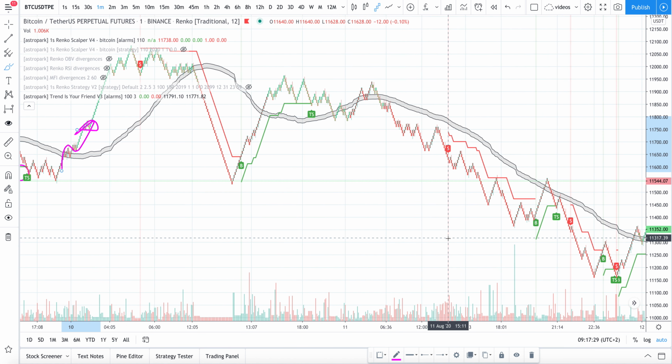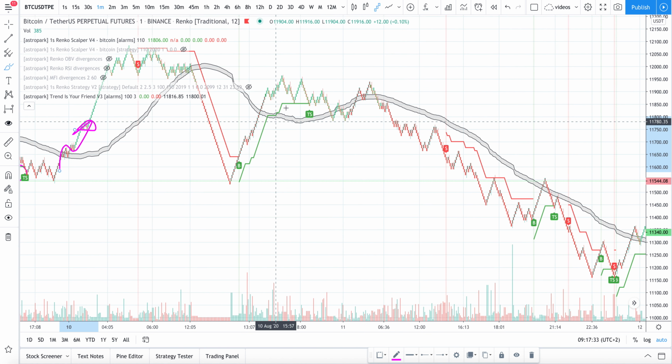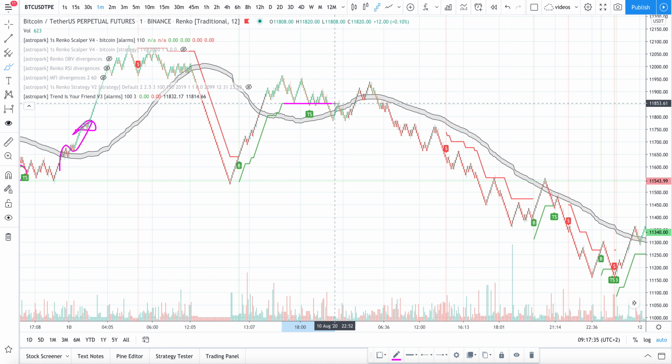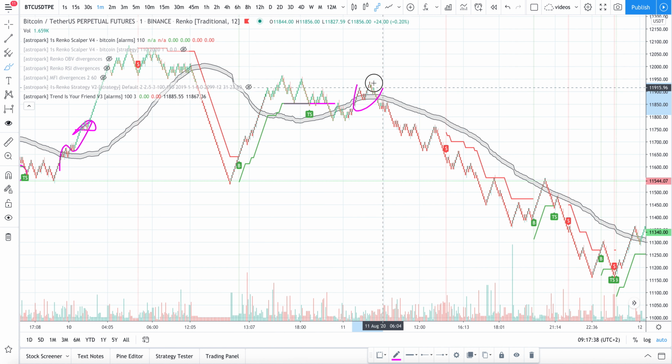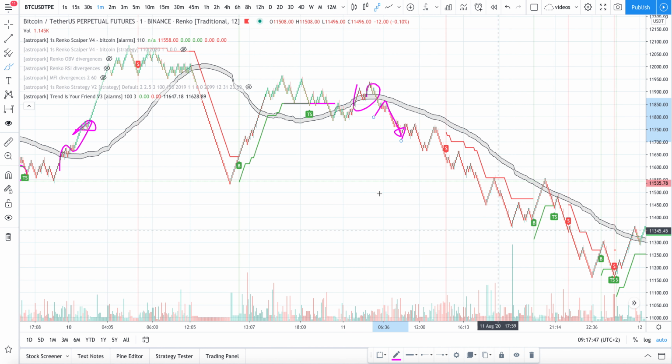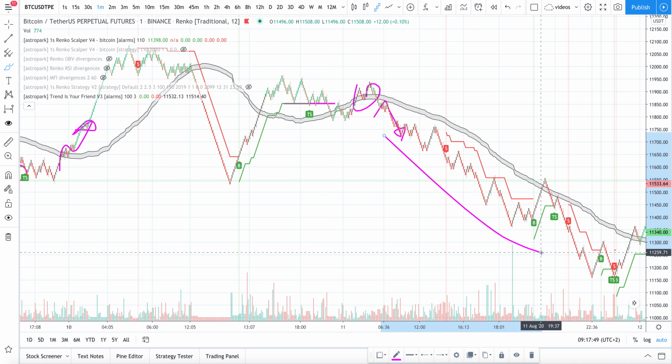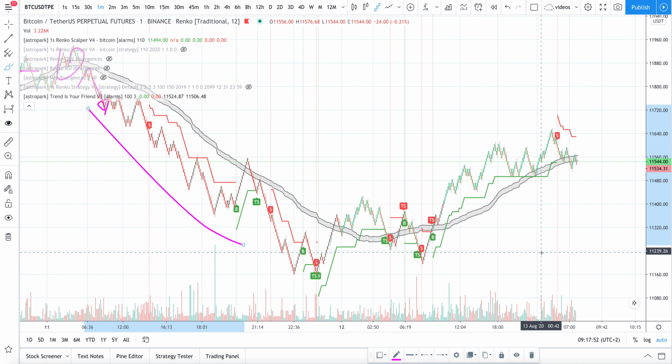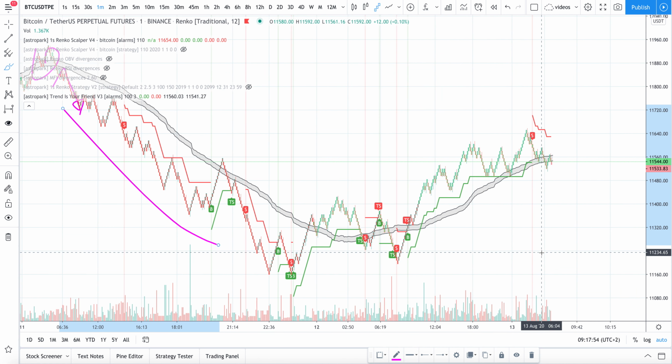Okay, and so on. It's okay to be stopped out here. Okay, price here reversed, broke, and went down. So this also could have been a good short, a really good short, as you can see. And that's it.